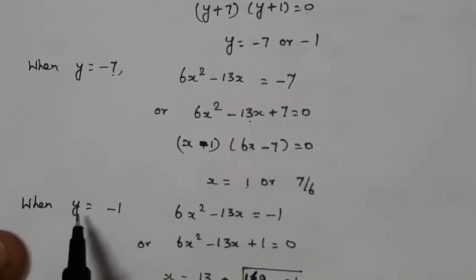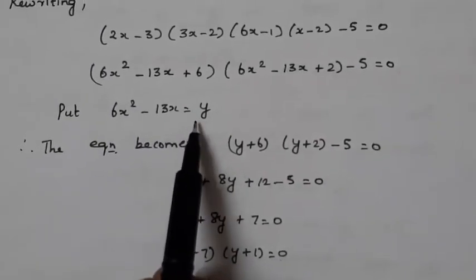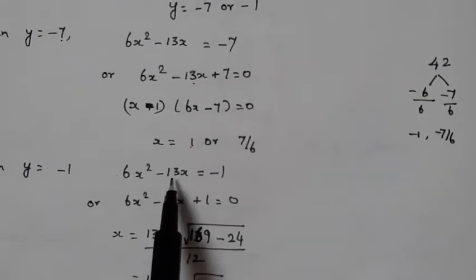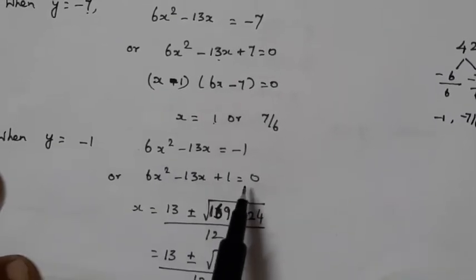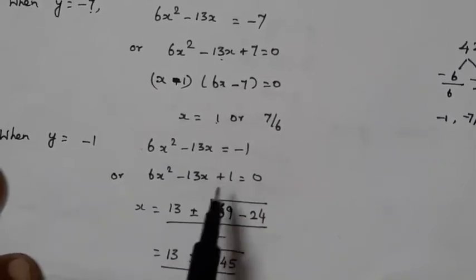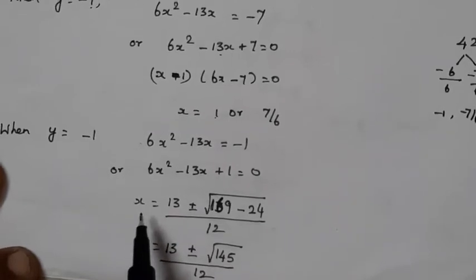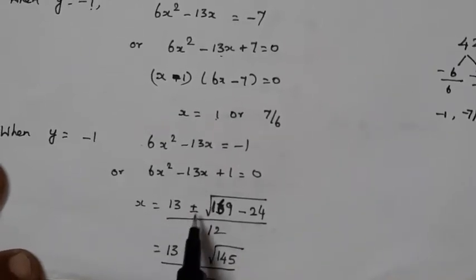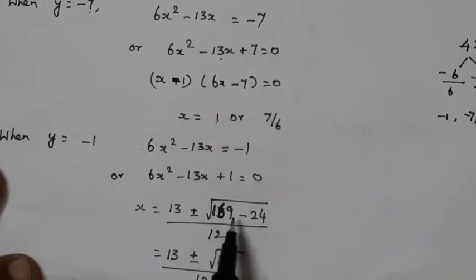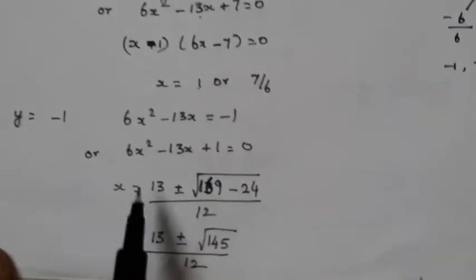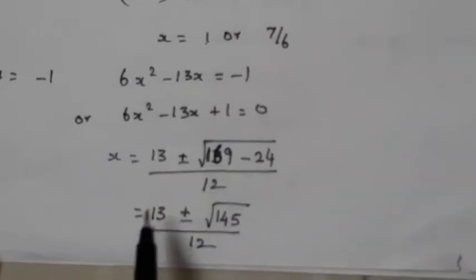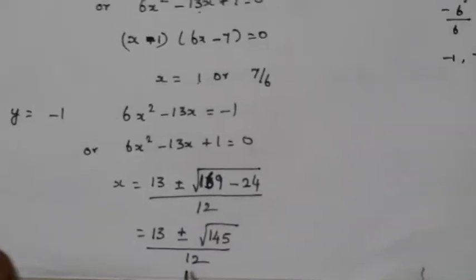And then when y is equal to minus 1, 6x squared minus 13x will be equal to minus 1, or 6x squared minus 13x plus 1 equal to 0. So, this cannot be factorized, therefore we have to use the formula. So, x is equal to minus b, that is 13, plus or minus root of b squared, 169, then minus 4ac, minus 4 into 6 into 1, that is minus 24, divided by 2a, 2 into 6, 12, right. That is 13 plus or minus the root of 169 minus 24, which is 145, divided by 12.